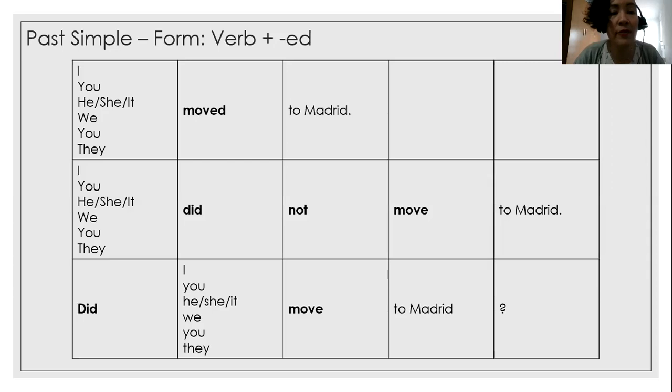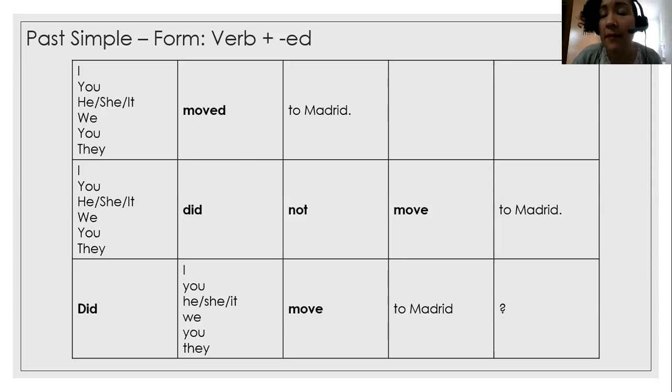So here's the form. We're going to use it verb plus ed. Remember, some verbs are irregular. You have to memorize the past form. For all regular verbs, we add ed or d, depending on how the verb ends, okay? So here is the form. For example, I moved to Madrid, or she moved to Madrid, or they moved to Madrid.